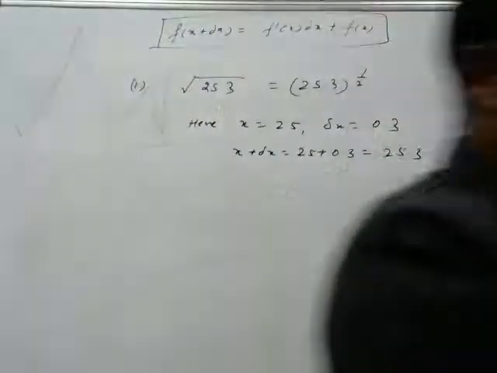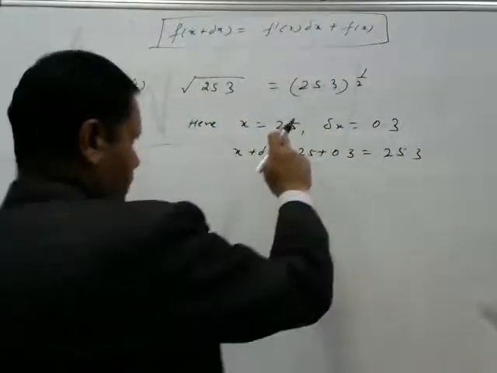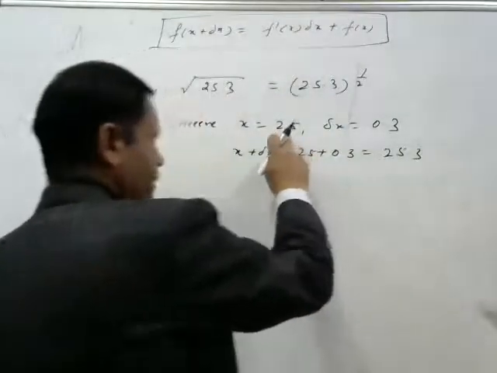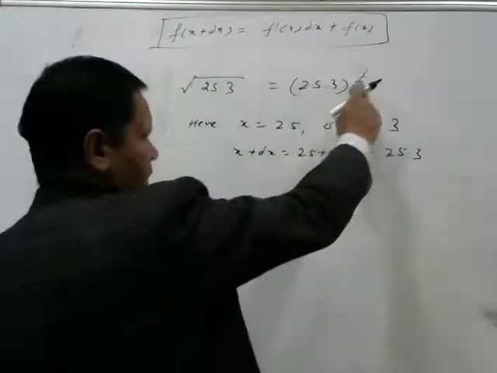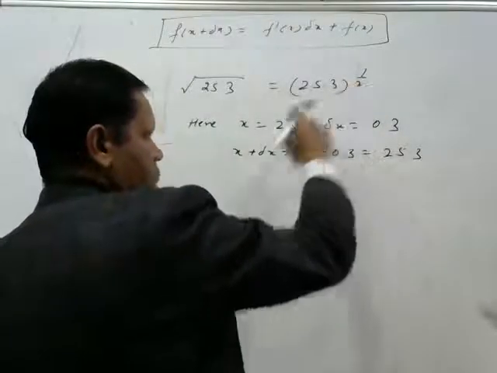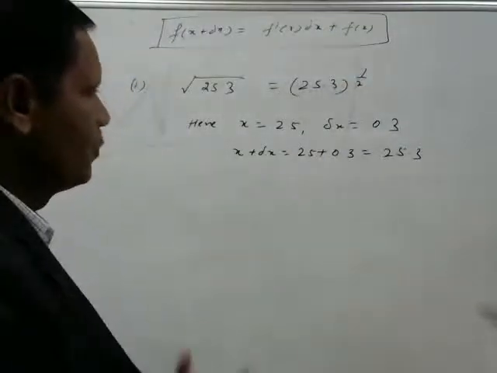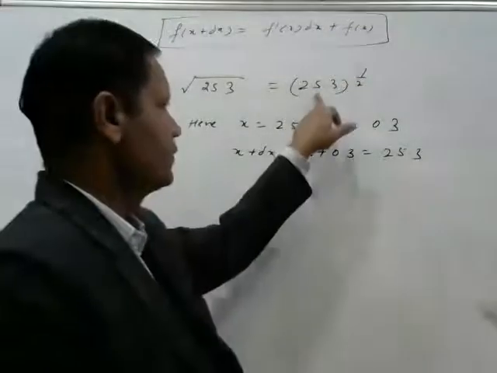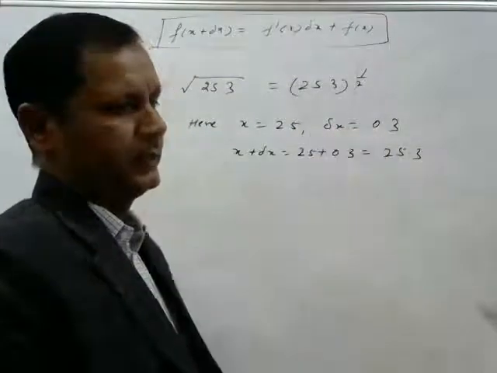Why have I taken x is equal to 25? Because if I take x is equal to 25, 25 is a perfect square, and 5 square is 25. That's why I have taken x equal to 25. And the small change in x is that 25 plus 0.3, so delta x is here 0.3.